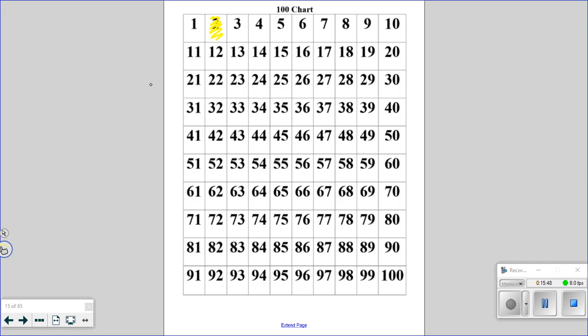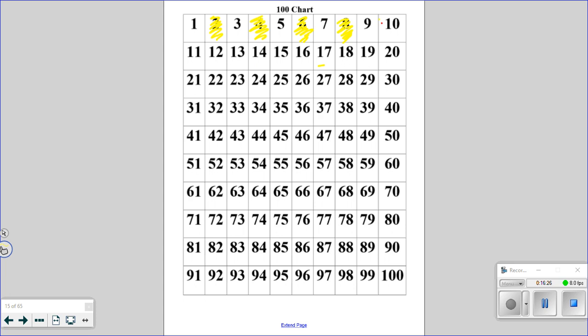What if I had 2 groups of 2? What would that be worth? Not 2. If I have 2 groups of 2, 2 would be one group, 2 would be the other one. 4. Use your yellow crayon, color in 4. What if I had 3 groups of 2? Emma? 6. All right, what if I had 4 groups of 2? 8.